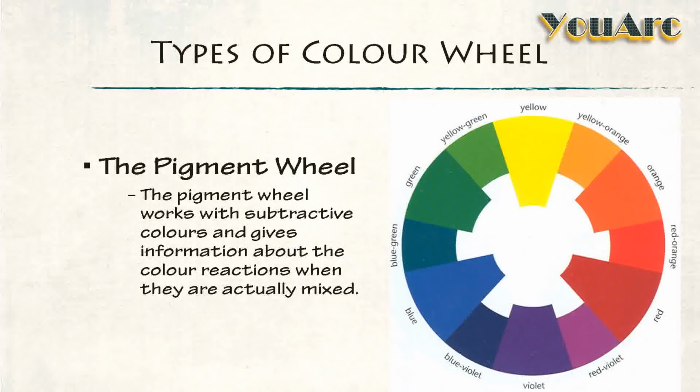So, talking about the pigment wheel, it works with the subtractive color system, which deals with paints and pigments. Okay, it gives information about color interaction when they are actually mixed. So remember two keywords here: pigment wheel means the subtractive color system is used, and it describes color reaction when colors are actually mixed. Okay, here we can see the primary colors as yellow, blue and red.